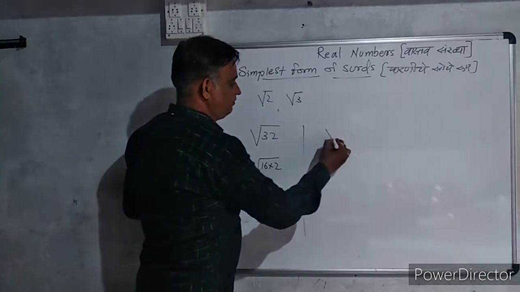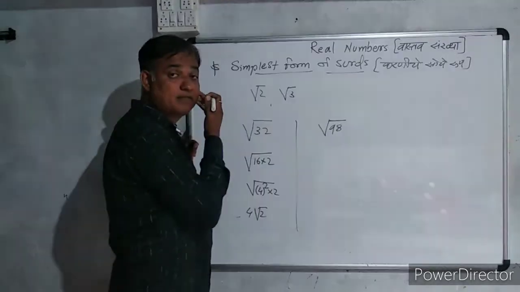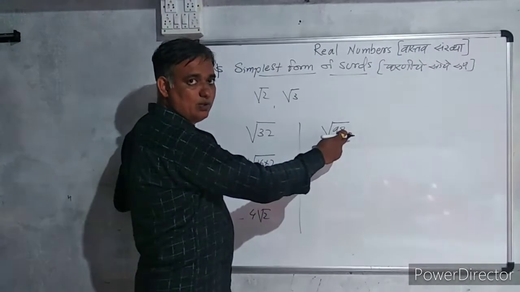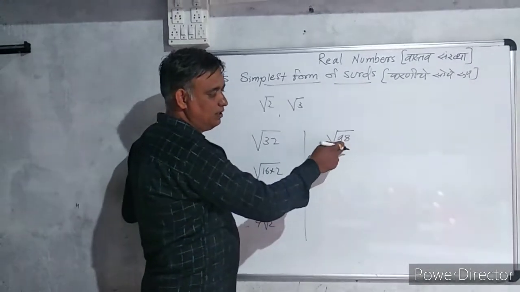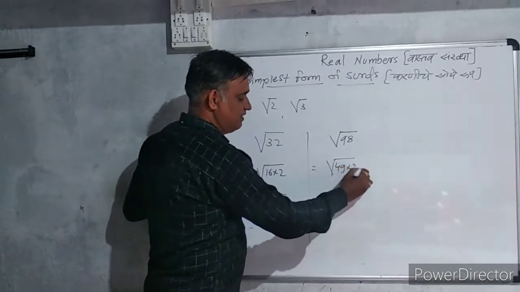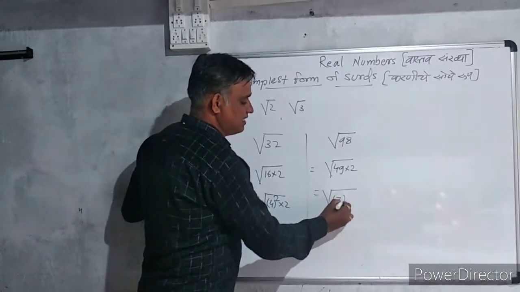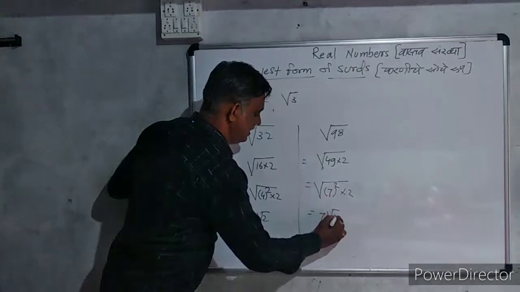Another example, radicand 98. We can solve it similarly. 1 into 98, 2 into 49. 49 is a complete square. 49 हा कोणाचा वर्ग आहे? तर हा 7चा वर्ग आहे. Order power same, so we can write 7 into radicand 2.